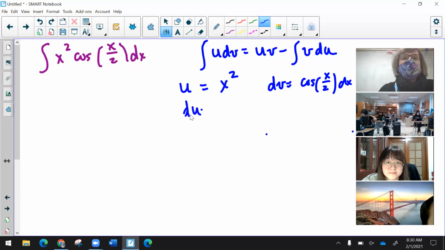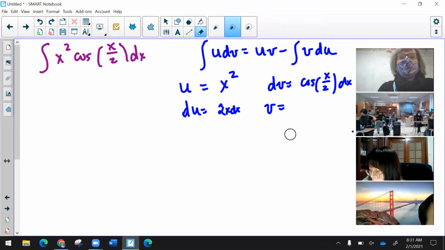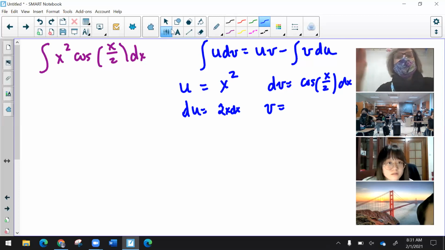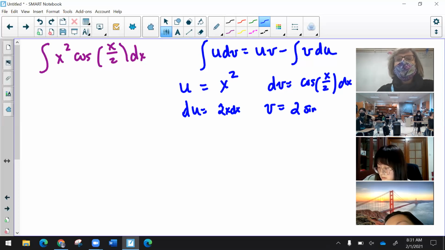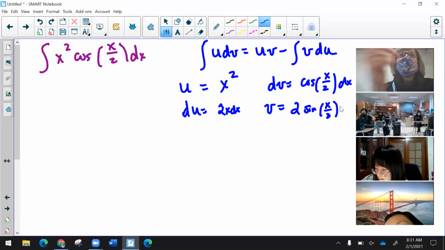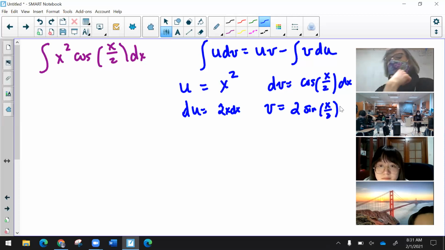So what's du going to be? 2x dx, like we talked about. And then what's v going to be? A little harder. You might have to go off to the side and do a w substitution. So Fiona says 2 sine x over 2. I need somebody to tell me she's right. Yeah, Kim verifies, and I agree.